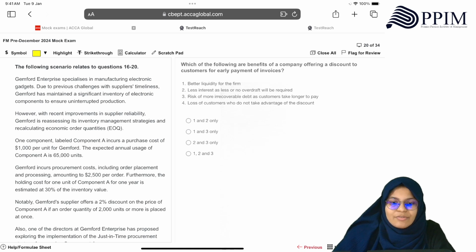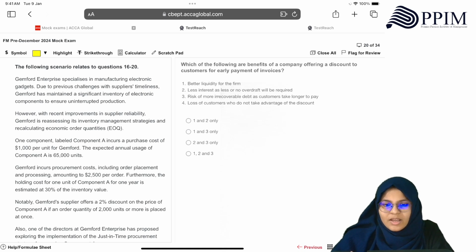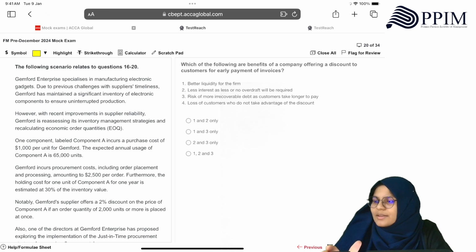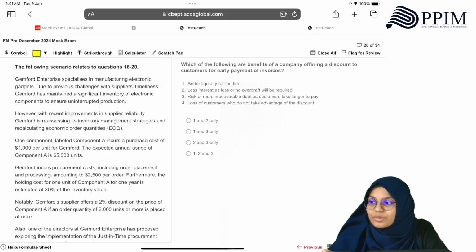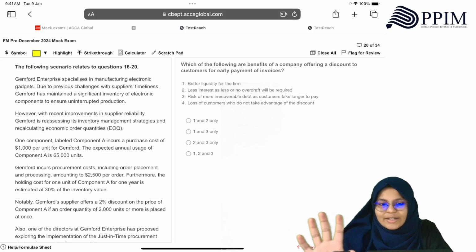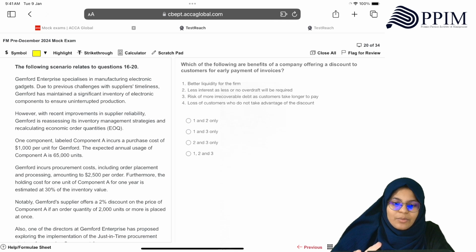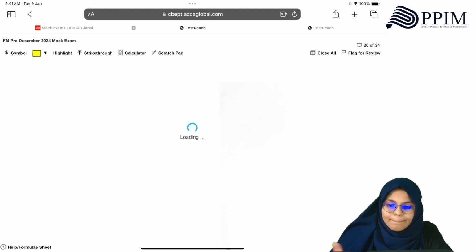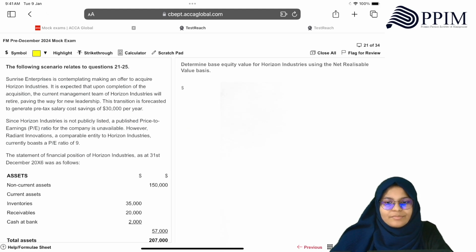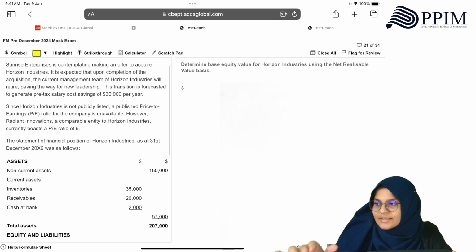Okay. 4 is saying loss of customers who do not take advantage of the discount. Not necessarily. If they don't want the discount, they will not pay early. They will pay late. They are not going to say, no, I am not going to do business with you. So that is also not the case. So the answer will be 1 and 2. Right. So that is it for the first MTQ.